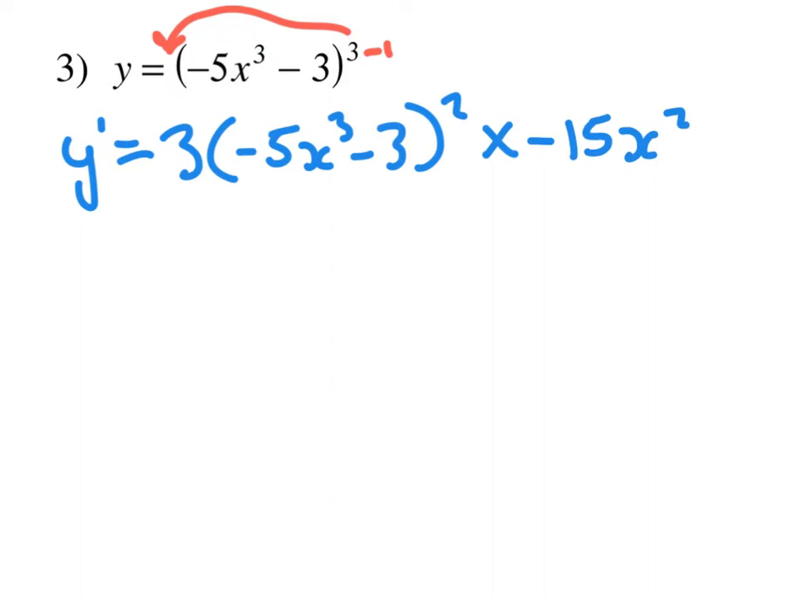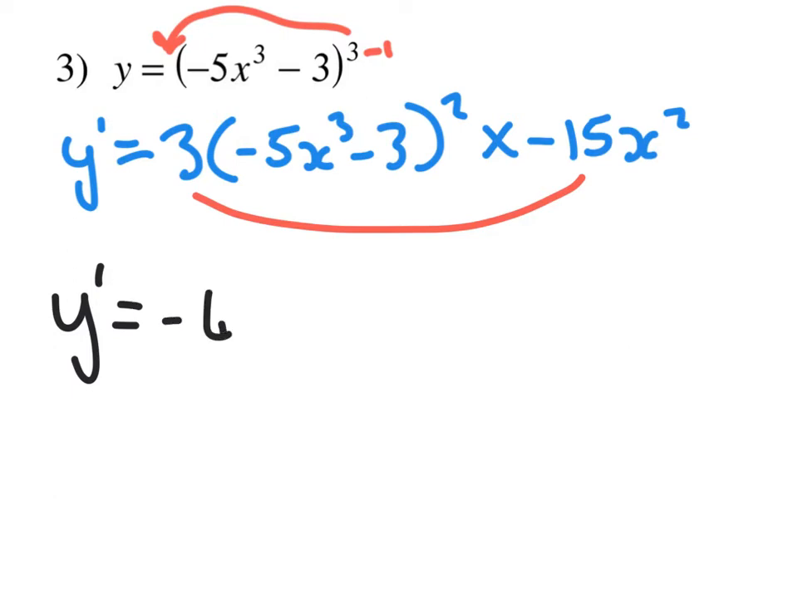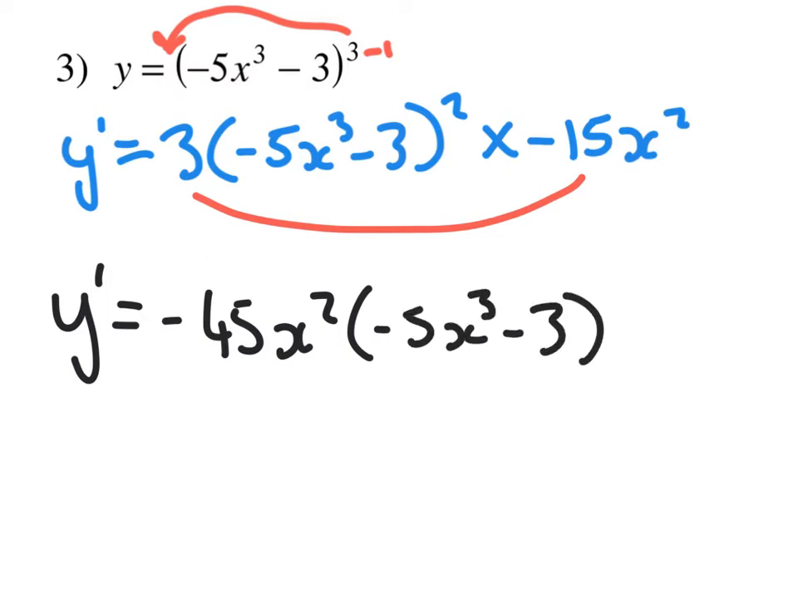Because 3 by minus 5 is minus 15, and 3 take away 1 is 2. I can't differentiate minus 3, it's a constant. Now I just need to multiply the 3 by the minus 15x squared. So I get minus 45x squared multiplied by minus 5x to the power of 3 minus 3 squared.